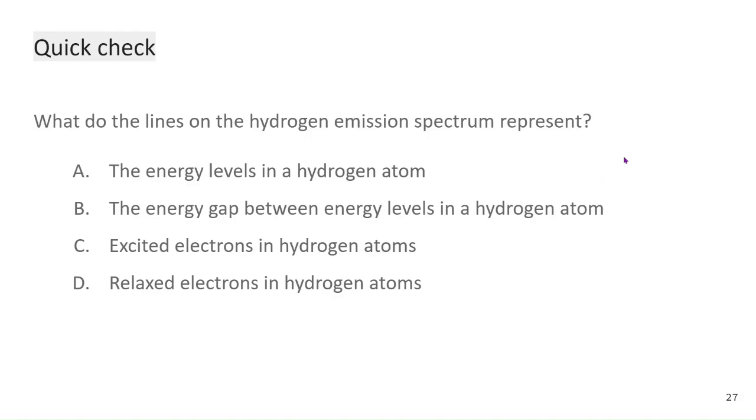So the correct answer is they represent the energy gap between energy levels in a hydrogen atom. It is not the energy levels themselves. It is not the excited electrons or the relaxed electrons. It is the gap in energy, because that energy is what is released in what we see in the spectrum.